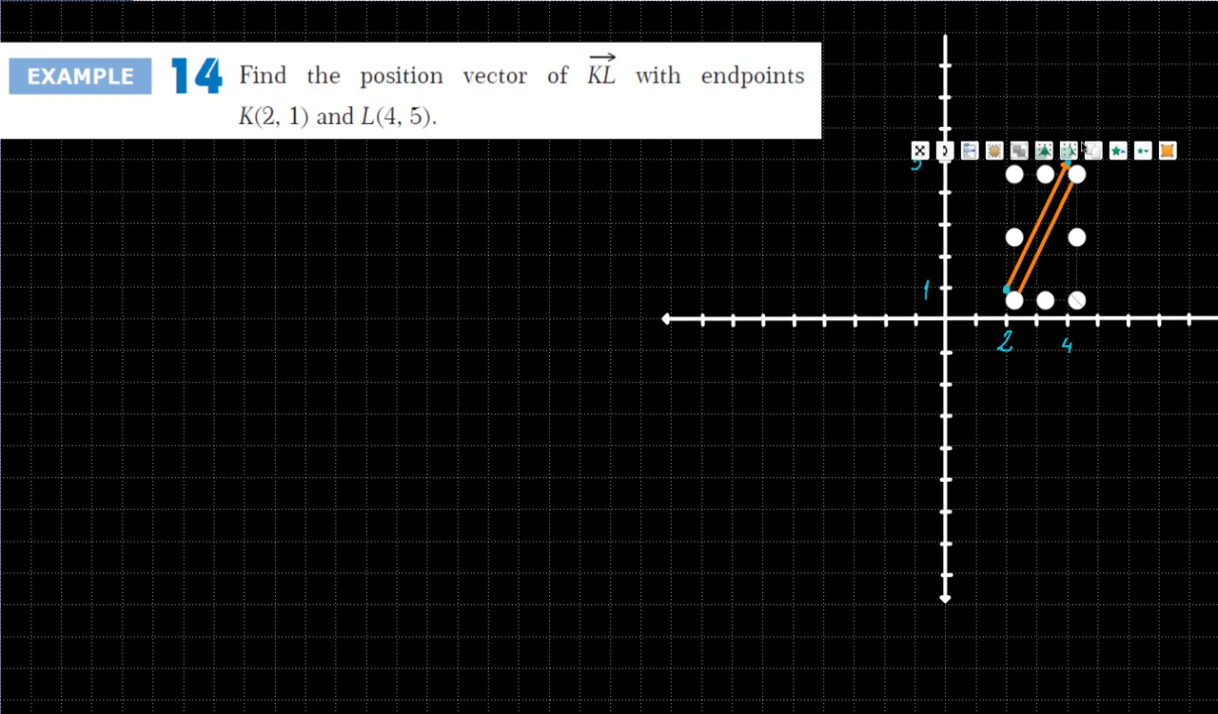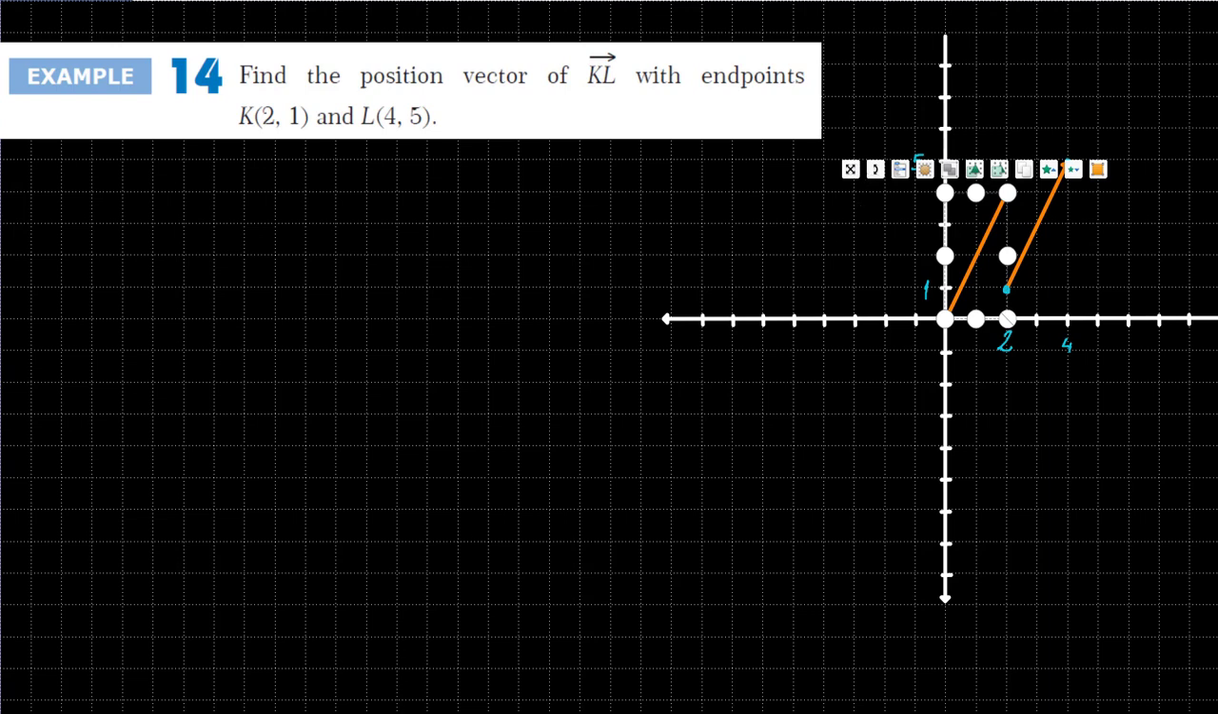I'm going to copy one more time. There is no arrow here, so I'm going to make the arrow myself. As you see, this is our position vector, and with respect to this information, our position vector should be x equal to 2 and y equal to 4. So x is equal to 2 and y is equal to 4 is our position vector.